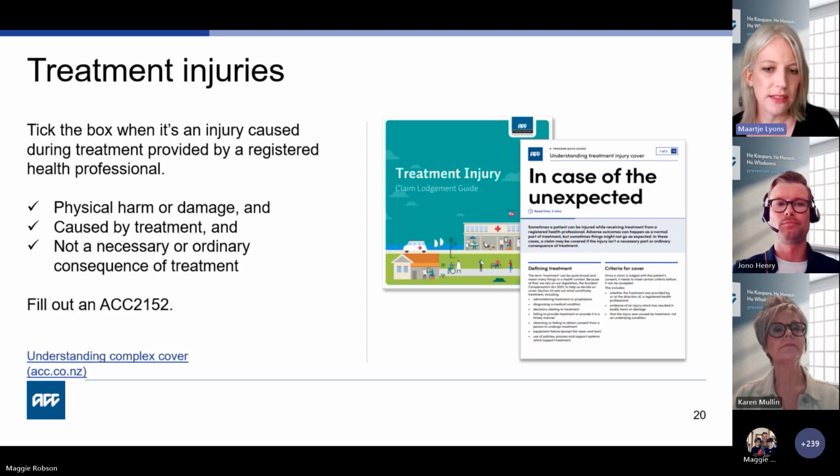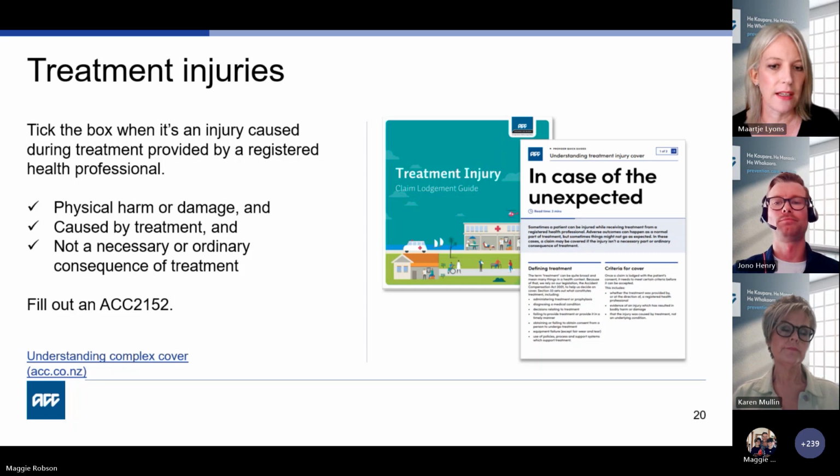You can make a really big difference for your patients by helping to provide the required clinical information, including completing an ACC 2152 treatment injury claim form. Please only tick the treatment injury box if the claim relates to a treatment injury. And again, there's a guide available on our website about treatment injury claims with some really useful information.